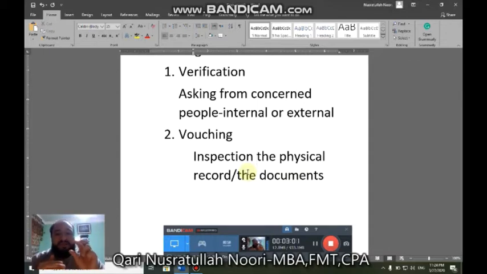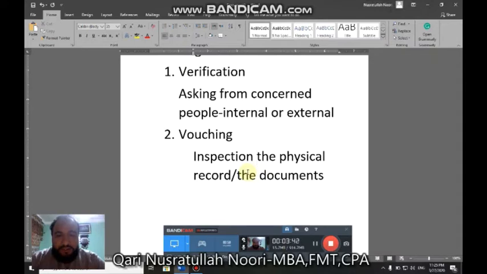So when that transaction is under the verification of an auditor, the auditor will first ask questions from you, then vouch. What does vouch mean? Vouch means that he will go to check the record. He will inspect the record. He will see all those physical documents, and each document will be inspected to see if that document is not fake, if that document is correct, if that document has specific date, time, signatures are correct, and the people who sign on that document are really authorized people, right? So all that is called vouching.